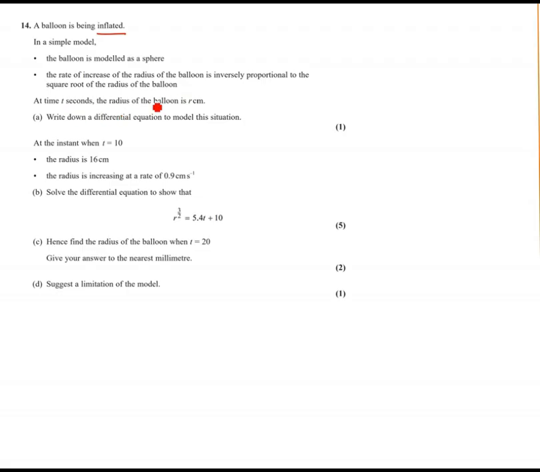At time t seconds, the radius of the balloon is r centimeter. Write down a differential equation to model this situation. So here what we do is, the rate of increase of the radius of the balloon, so dr over dt, is inversely proportional to the square root of the radius of the balloon. So we put a constant of proportionality and square root of radius. So I think that's the answer for the first one.